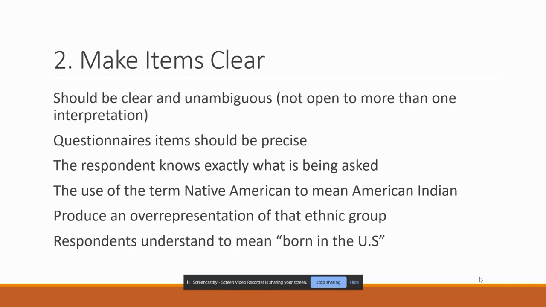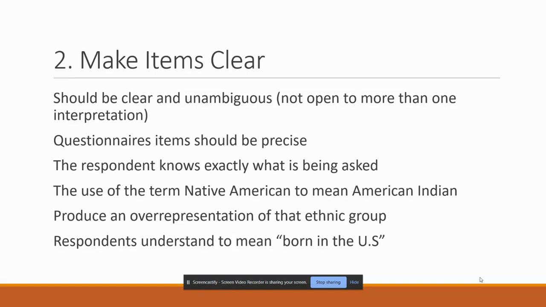And the next point of the guideline in asking questions is making items clear. Making items clear means the items in the responses need to be clear and unambiguous, which means they are not open to more than one interpretation. The respondent could not interpret those items in another way; they should understand them precisely and clearly. That is why questionnaire items should be precise. Otherwise, they could go ambiguous and give two different responses to the researcher, which is not useful for the study as well.